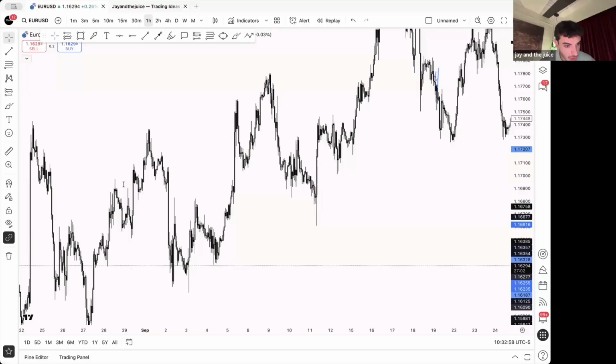Now, that doesn't mean that Europe is booming and America is collapsing. It doesn't mean political stuff. It just doesn't mean anything dramatic, to be honest. It just means one currency is dominating the other at that moment in time.